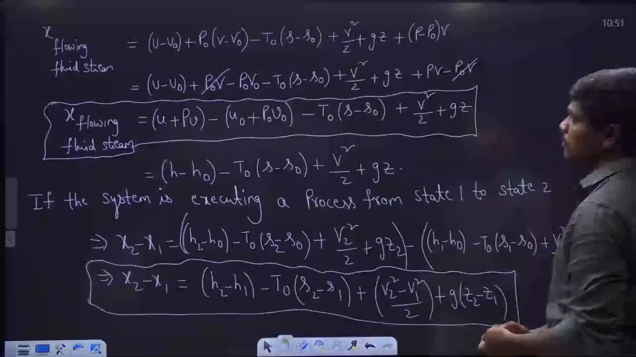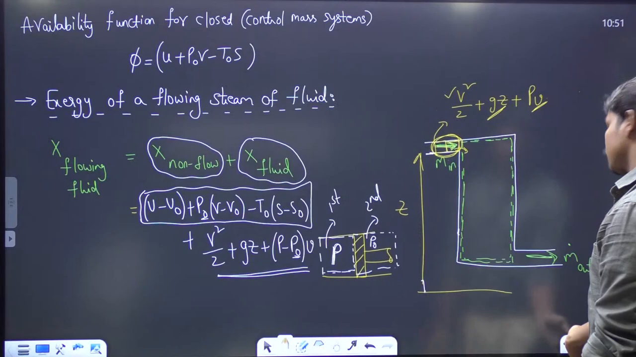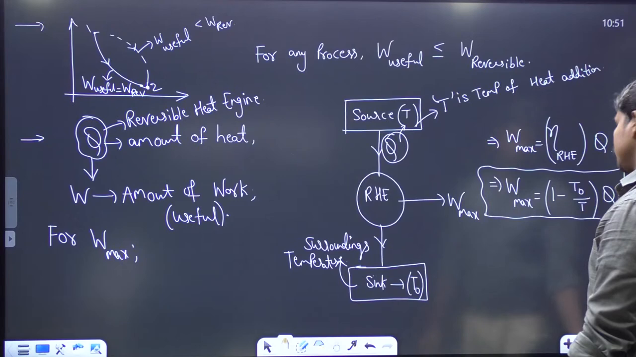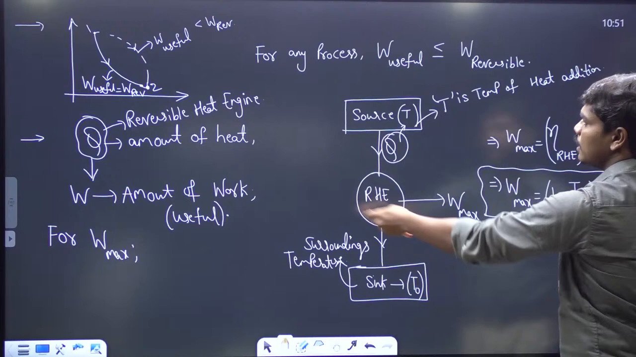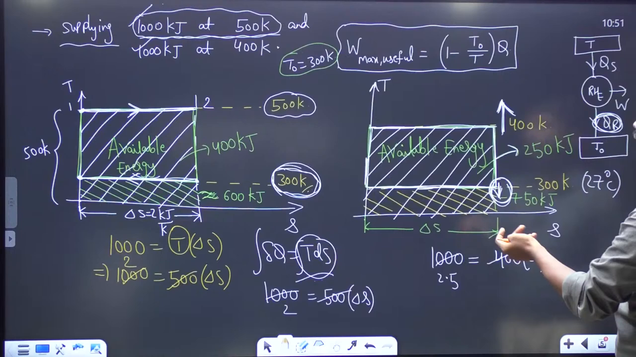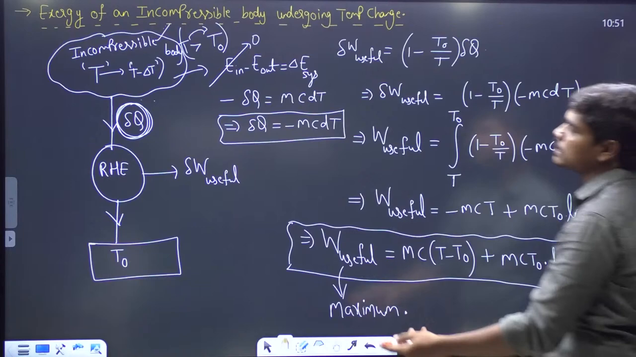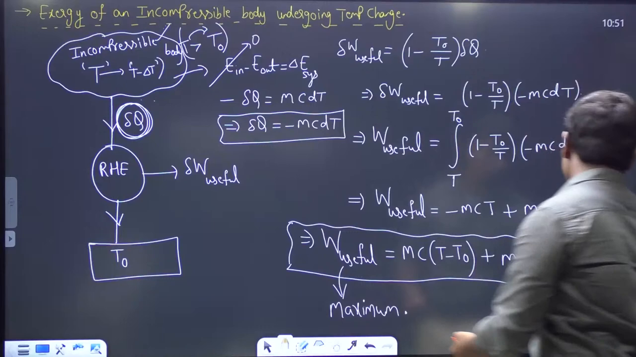And once you know W max useful, because we also calculated expressions for W max useful, you know, in all these classes. Let me show you. Okay, so here we have seen what's the W max useful that system is capable of doing. And also we have seen what's the W max useful that this heat at temperature T is capable of doing. And also I have told you this incompressible system, if it's exchanging heat with some other surroundings, and if it's giving some heat to this reversible heat engine, what's the maximum useful work you can get. And also you can get what's the maximum exergy available with a closed system and open systems.